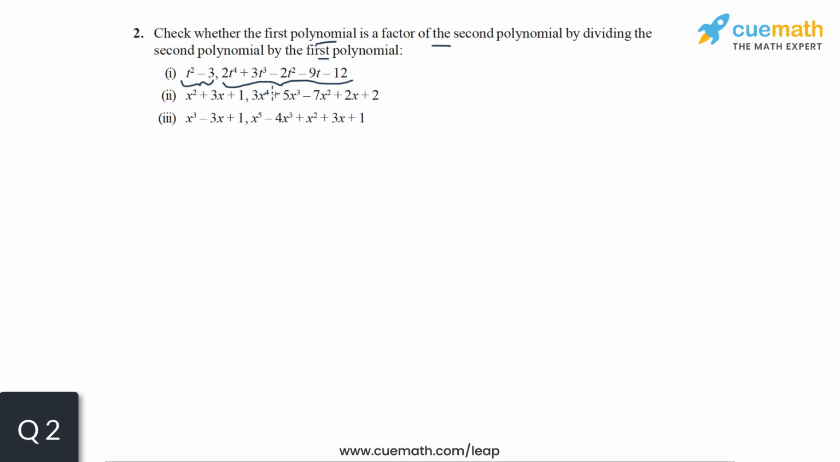So what we're going to do in this question is, in each part, we are going to divide the second polynomial by the first polynomial using long division. And then we're going to check the remainder. If the remainder is 0, then we can say that the first polynomial is a factor of the second polynomial. So let's start with part 1.